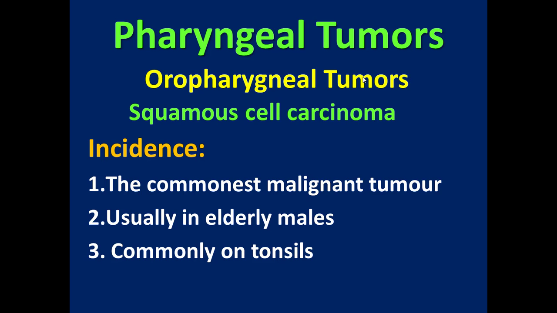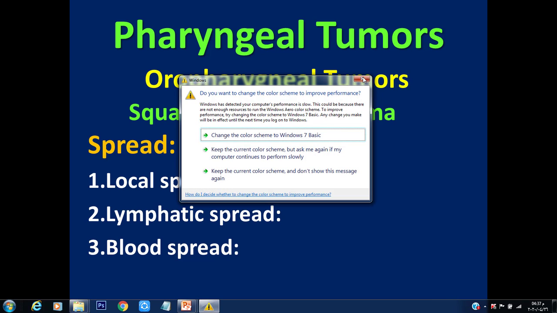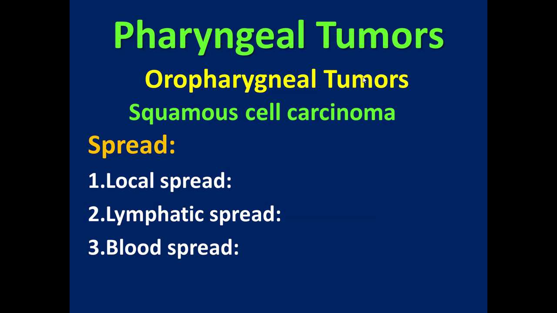This tumor is the commonest malignant tumor of the oropharynx, usually in older males and commonly on the tonsil. Local spread is to the surrounding tissue around the oropharynx, lymphatic spread to the lymph nodes of the neck, and blood spread all over the body.